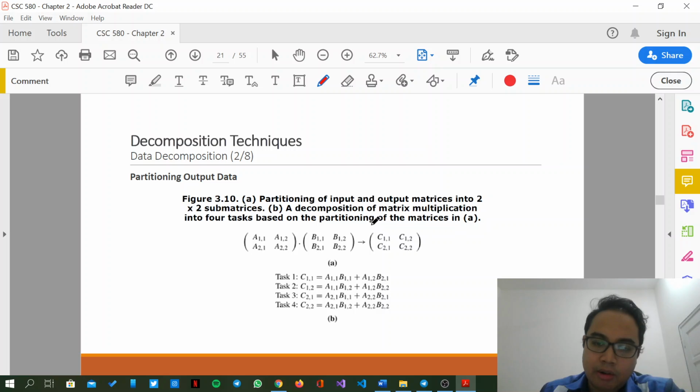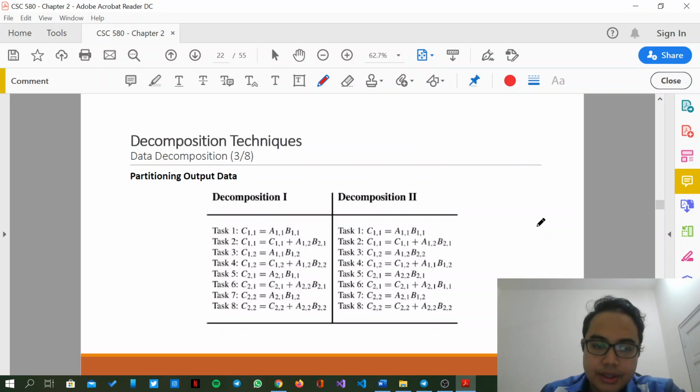So how can we decompose this? Okay, kita pakai output data. Kalau kita pakai output data, so ada berapa banyak kat sini? Ada 4 different data. So pecah ikut. Task 1 will perform the first output data. Task 2 will calculate the second output data. Task 3 the third, and task 4 the fourth. Yeah, simple.